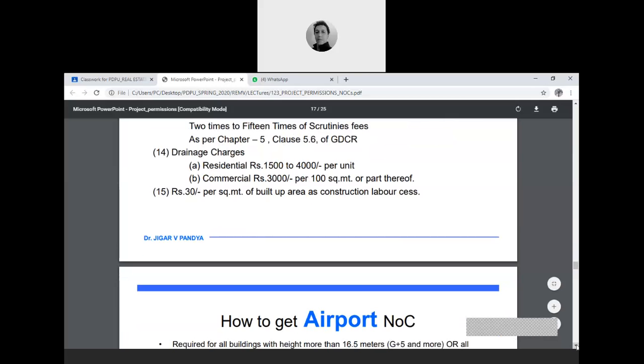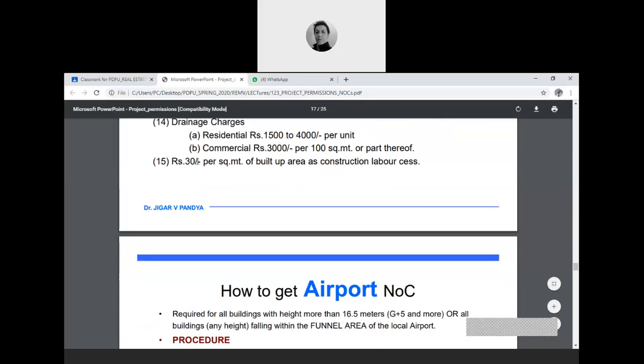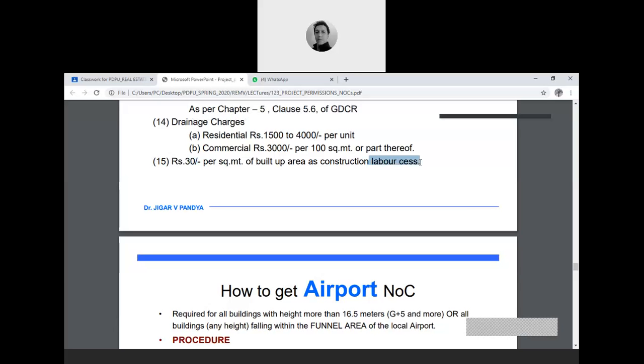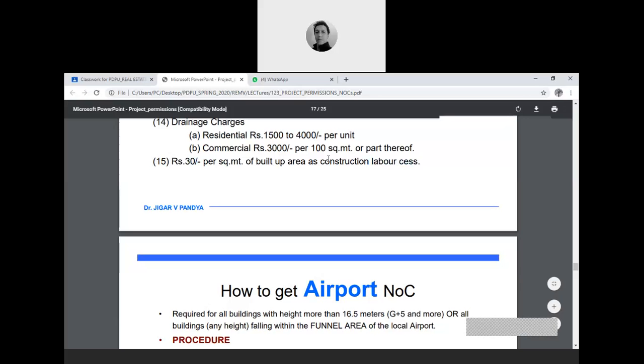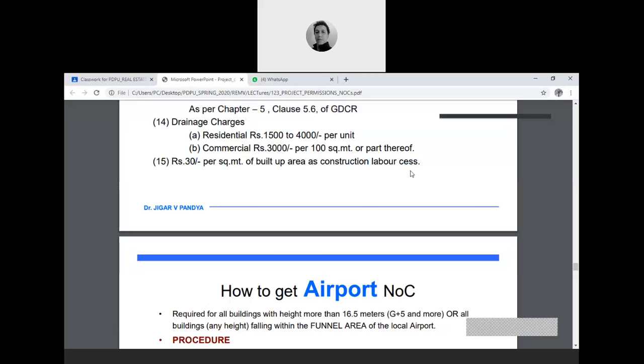Then there is another clause for paying a certain amount of fee, let's say rupees 30 per square meter of built-up area, that is the construction labor cess. Now, this labor cess was removed the last I checked, but it still might be there. So you might want to look into the labor cess, and maybe there were a couple of other cess taxes added. There are two more added, I believe, and I think labor was removed. I think it is now called a human development fee, but just look into that, that's human resource development.